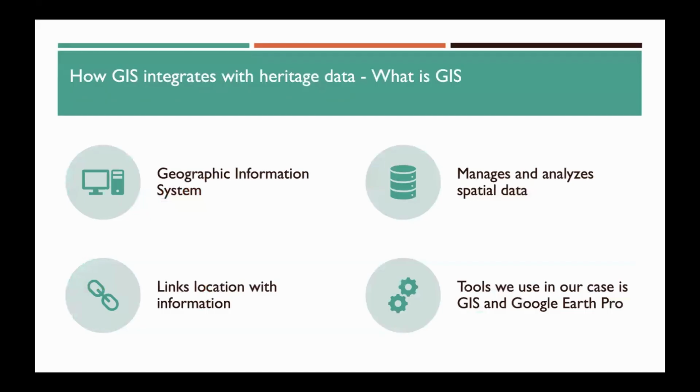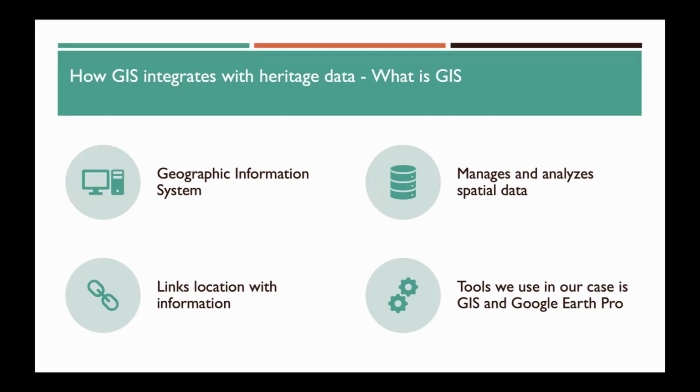So, how does GIS integrate with heritage data, and what is GIS? I'm sure you have had some lectures before about GIS and remote sensing and so on, but basically GIS is more than just mapping. It's a system for managing, analyzing, and visualizing spatial relationships.